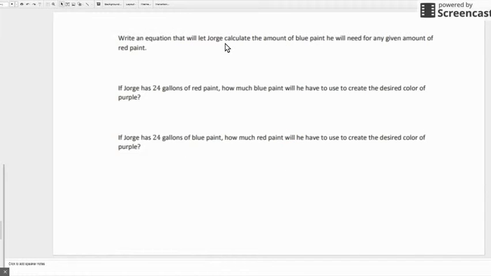Write an equation that will let George calculate the amount of blue paint. So now we're kind of doing the opposite. If we want to come up with the amount of blue paint he would need for a given amount of red paint, what would I want to multiply by to get my blue paint?